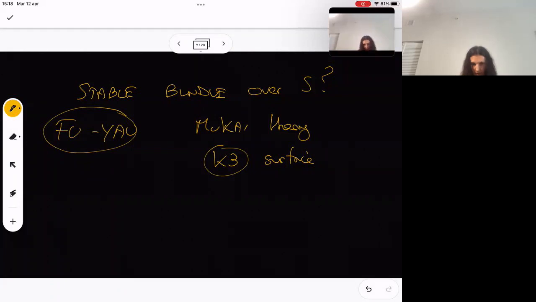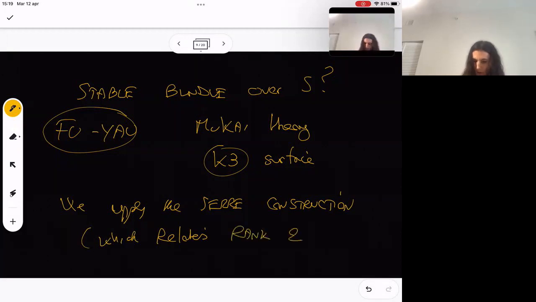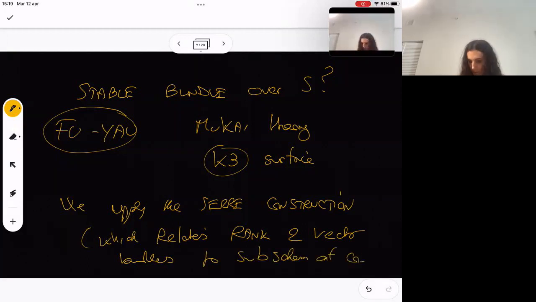We don't have this analogous theory, but what we apply is essentially the Serre construction. This Serre construction is essentially related, and here I am speaking very roughly, which relates rank two, let's say, bundles on a surface to subschemes. So some isolated points, essentially subschemes of codimension two. So that means isolated points in a sense.